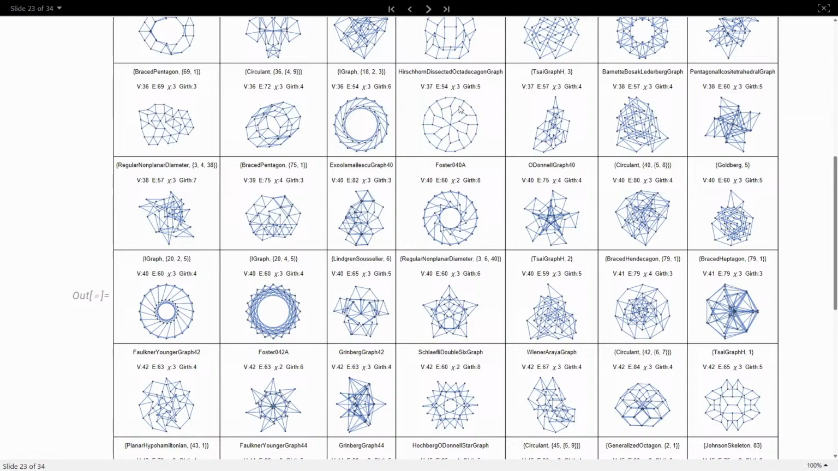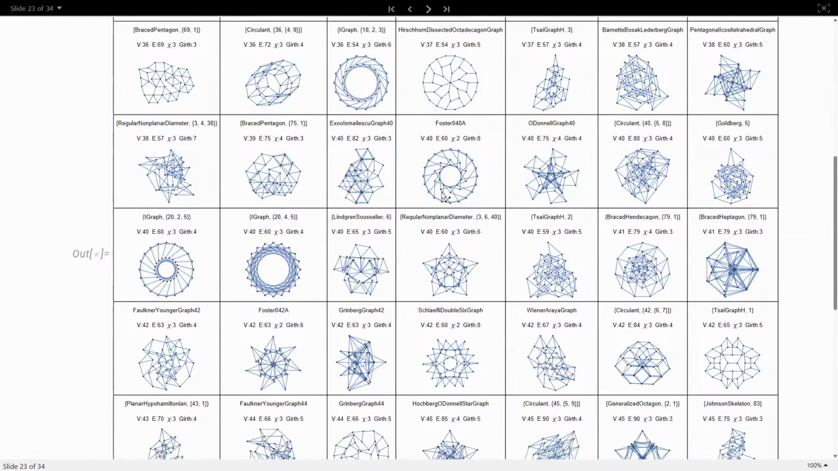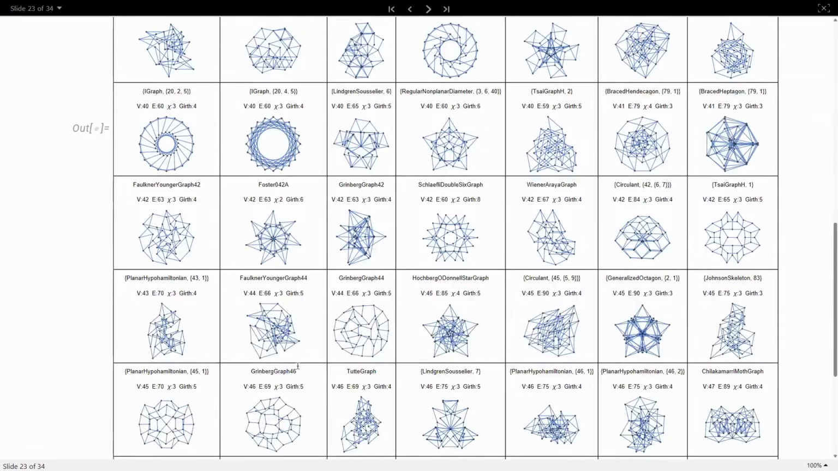Here's the Hirschhorn medallion again, and the Foster graphs, such as this one here. These are different ways of building cubic symmetric graphs where all the vertices are equivalent to each other. It turns out that this particular case, Foster 042A, is related to the moving day problem.